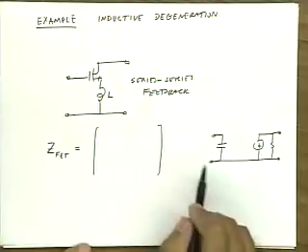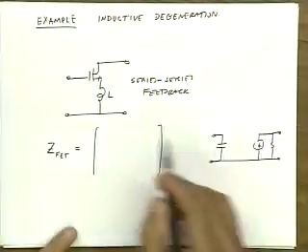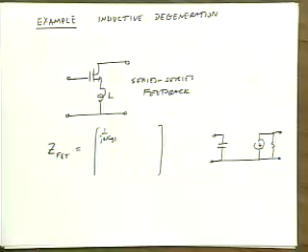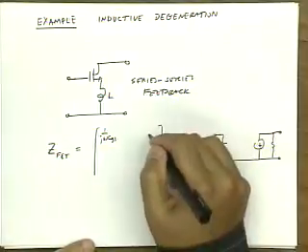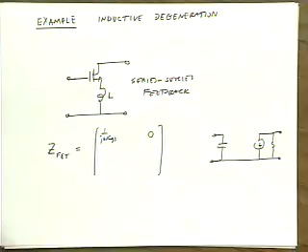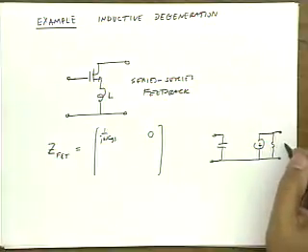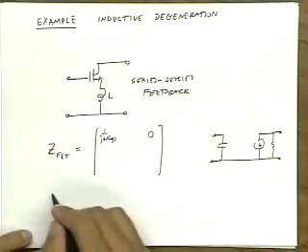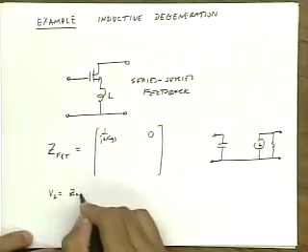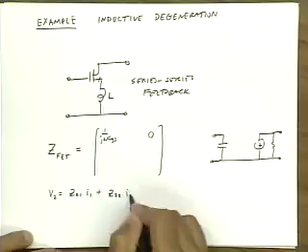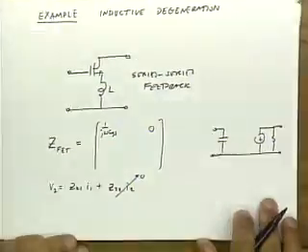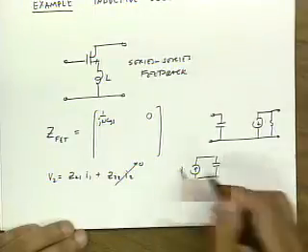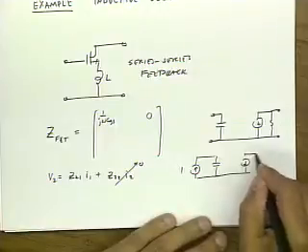So Z11 is the input impedance with the output open circuited, right? So it's just 1 over j omega CGS. Okay? Z12 is 0, right? Because there's no feedback. Okay? Z21 is the output voltage when we apply an input. So let me calculate Z21. So basically V2 is Z21 I1 plus Z22 I2. So I'm going to open circuit the output and drive a current I1 into port 1, let's say of 1 amp, and simply calculate the output.